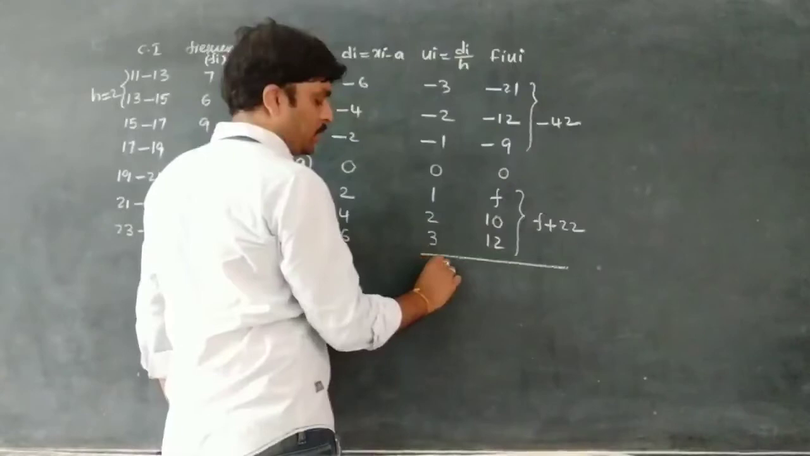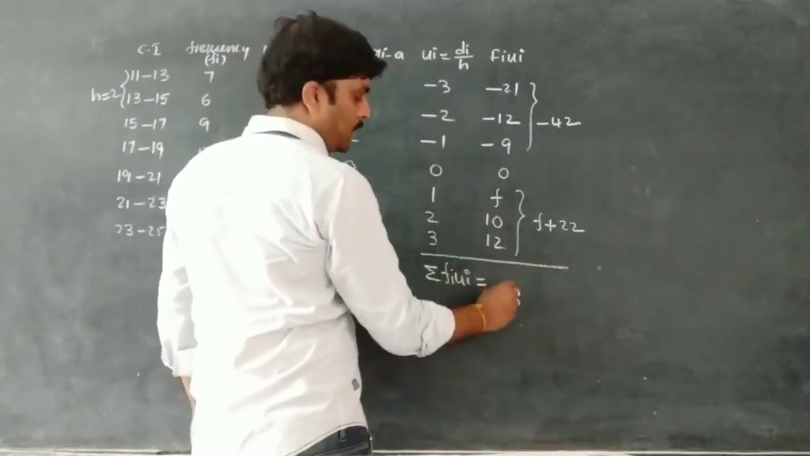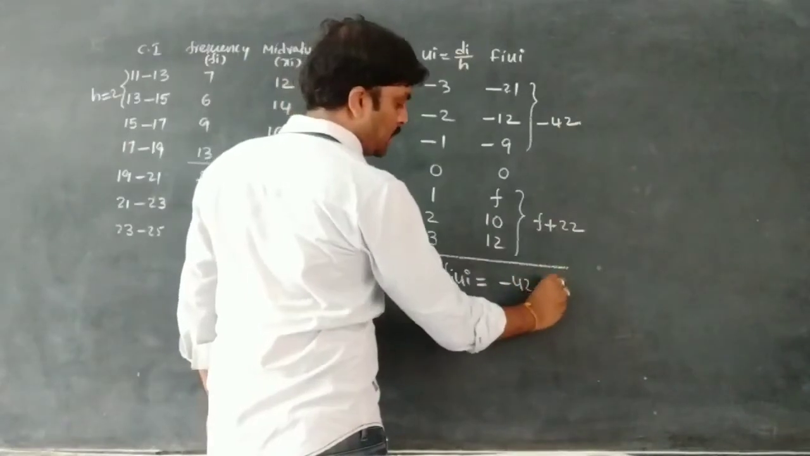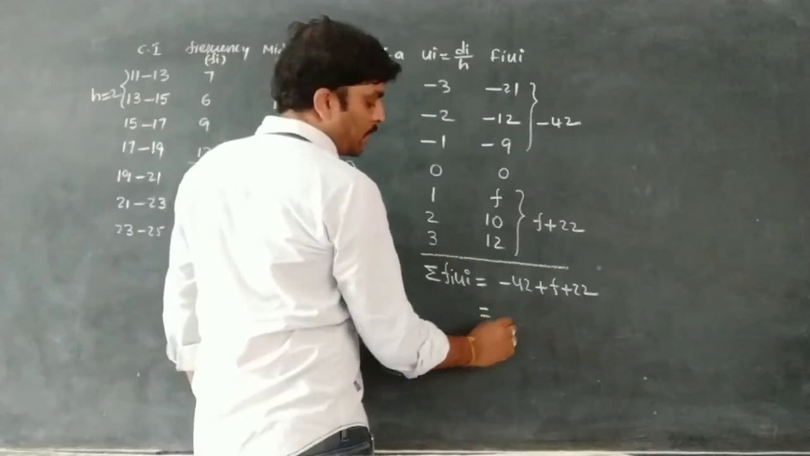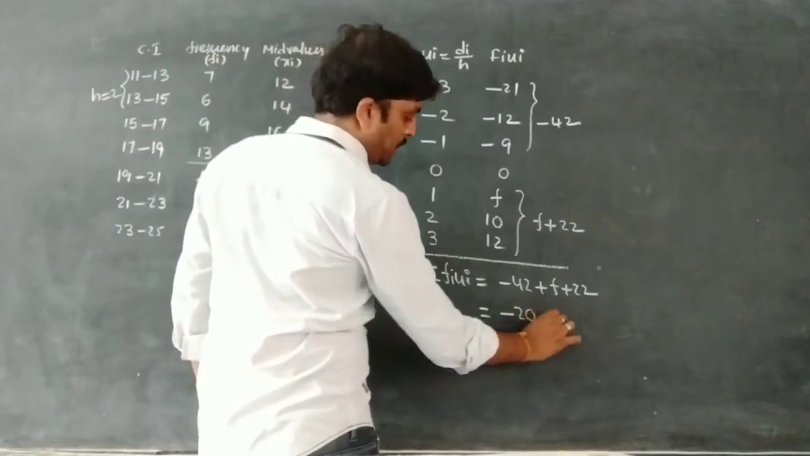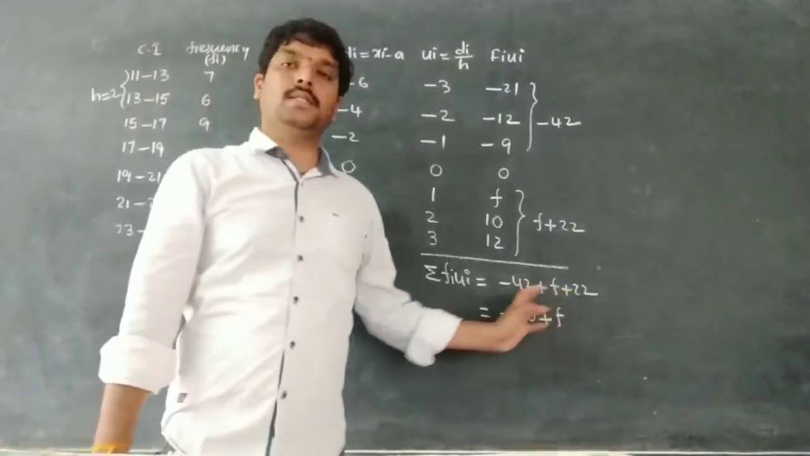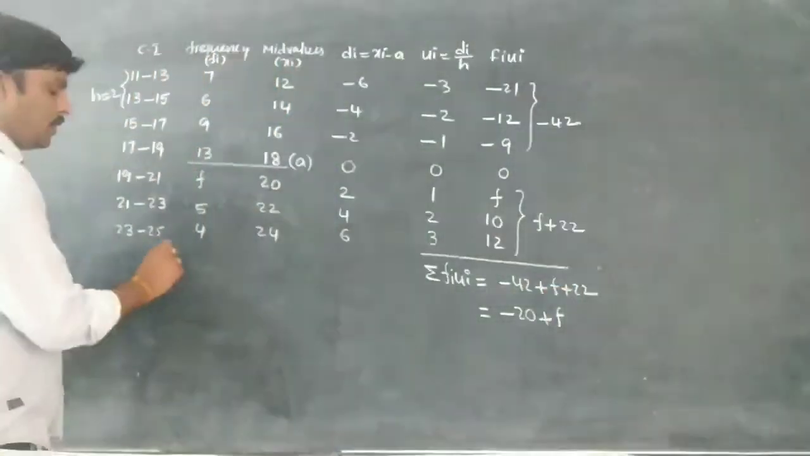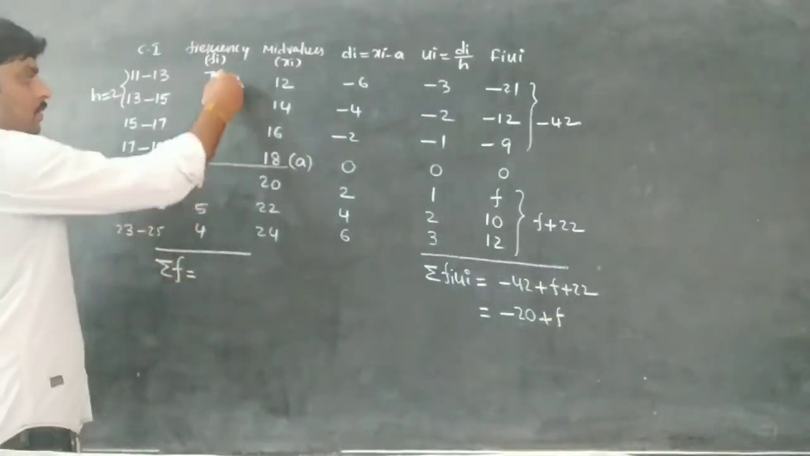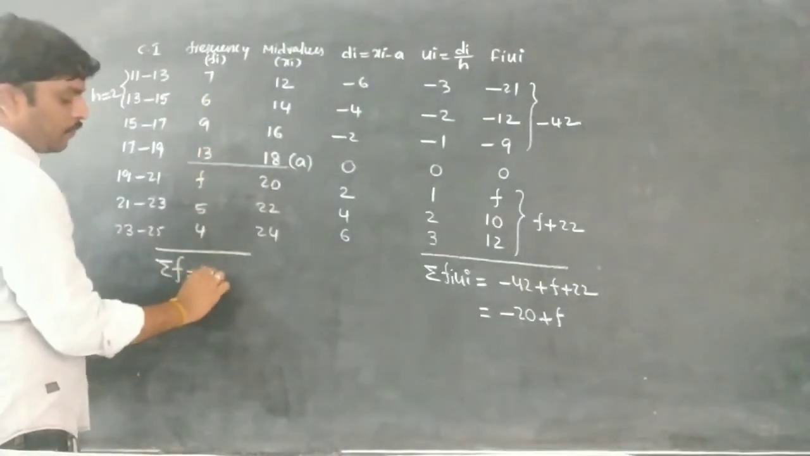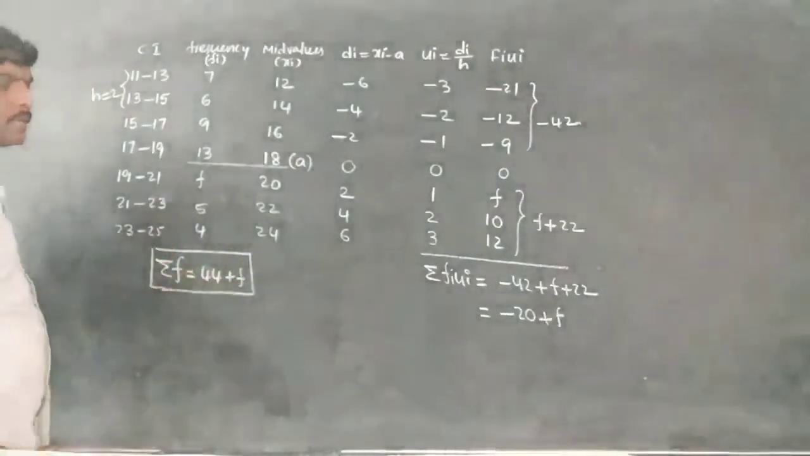This total is denoted sigma fi ui. That is minus 42 plus f plus 22. Subtracting both, we get minus 20 plus f, or f minus 20. Okay, here this is sigma f. This total we should add: 44 plus f. It is the sum of the frequencies, sigma fi.